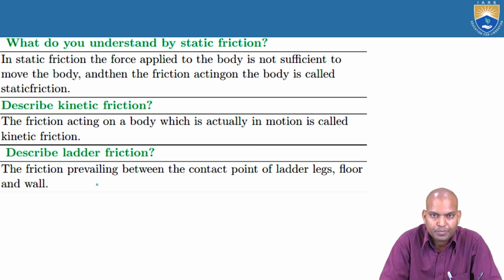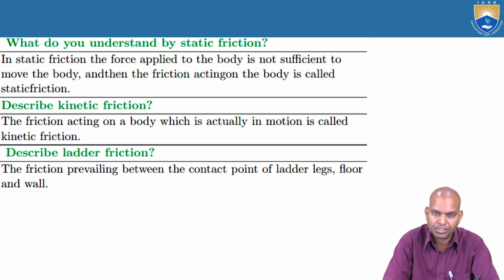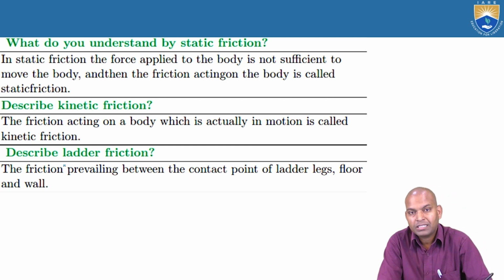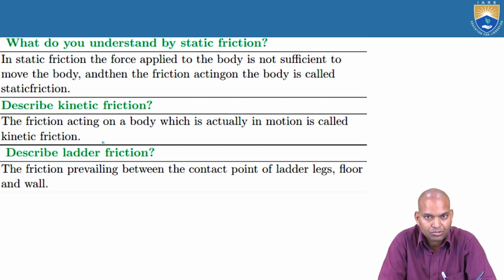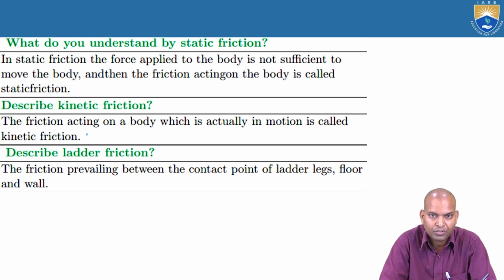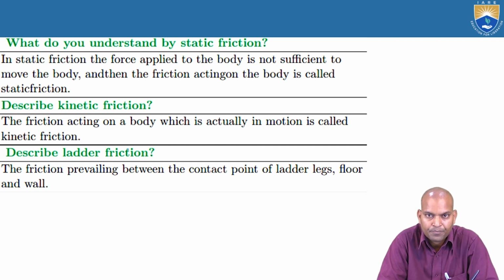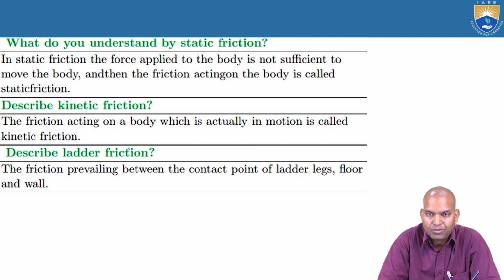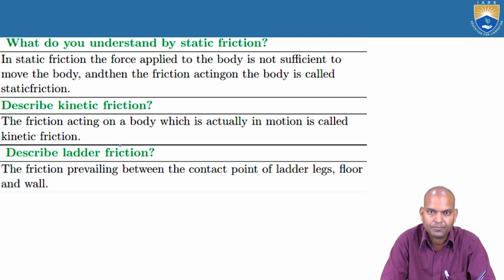If the friction prevails between the ends of a ladder and the floor and the wall, it is known as ladder friction. If the friction prevails between the wedges and the floor and the wall, it is known as wedge friction. And there are other types of friction also. When an aeroplane moves in air, the friction due to air is known as fluid friction. When a person is swimming in water, it also comes under the category of fluid friction.